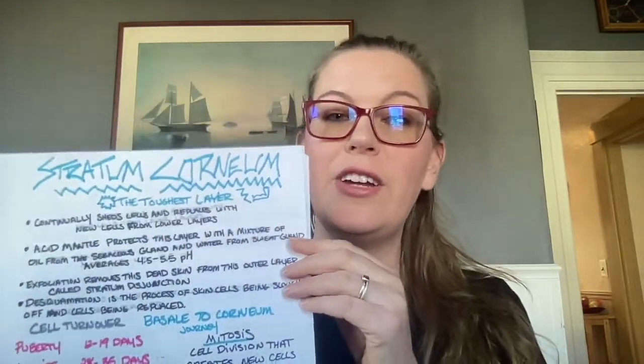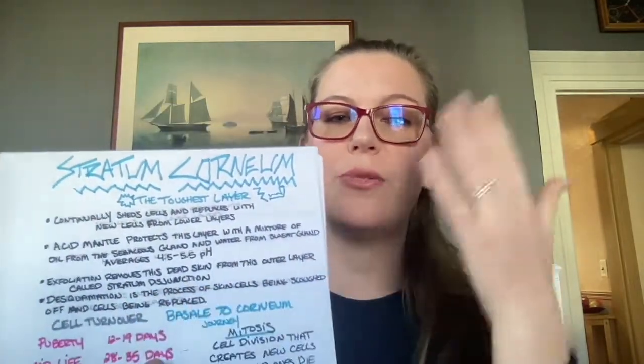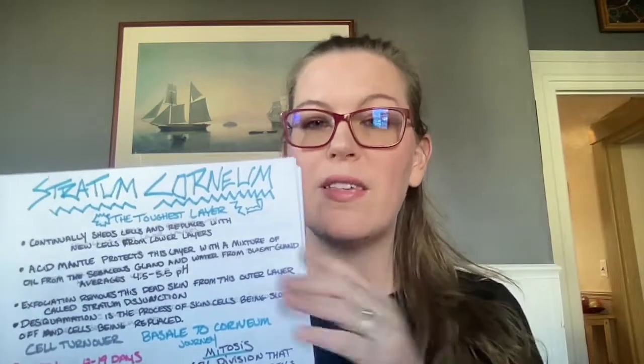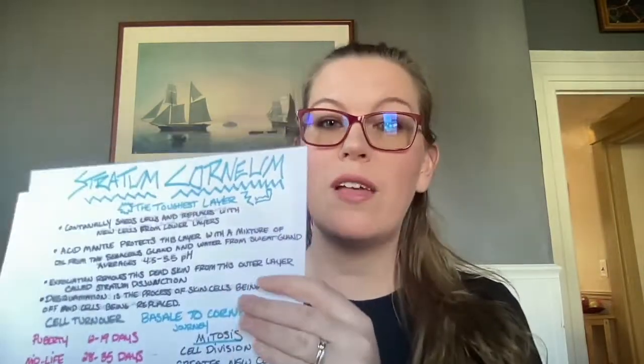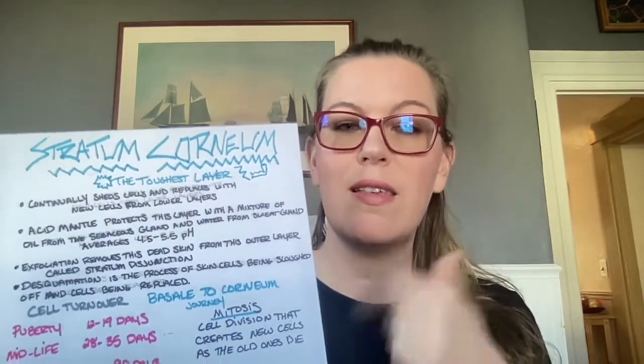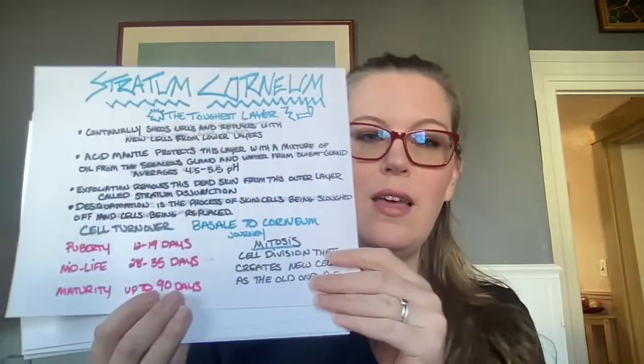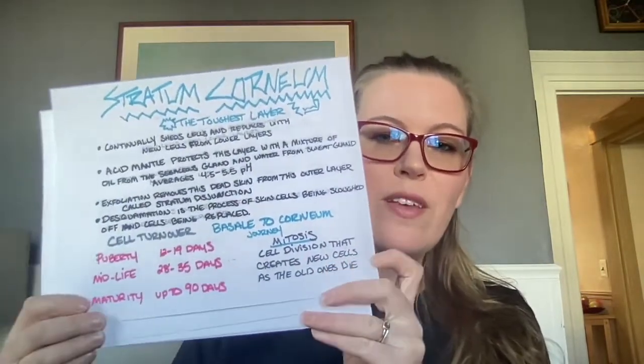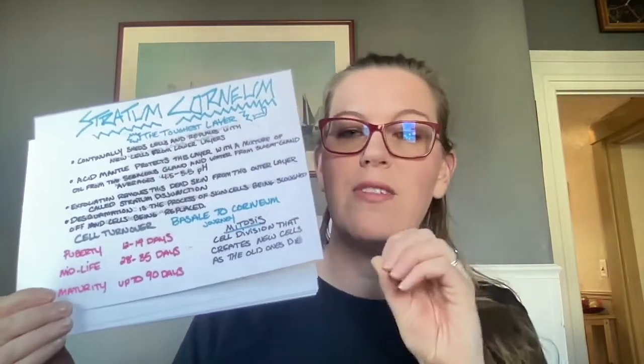Then we have exfoliation. Actually, we exfoliate from the stratum disjunctum, which is right on top of the stratum corneum. This is what we do as estheticians when we start to exfoliate the skin. So that is taking off the dead cells. And then desquamation is a process of the skin cells being sloughed off and the cells being replaced. We have mitosis, which is cell division. This is when our cells take 1, and it makes 2, it makes 4, it makes 6, it makes 8, and then it keeps going on, and then usually the body determines where it's going to go.